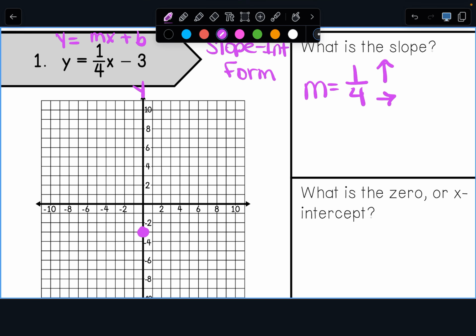If we go up one box, right 4, what point do we end up at? 4, -2. If we keep going, where do we end up? 8, -1. What if we go one more? We end up at 12, 0. I'm going to write that down. Yes, because 11 is the very end of the graph and we're 1 off of the very end.